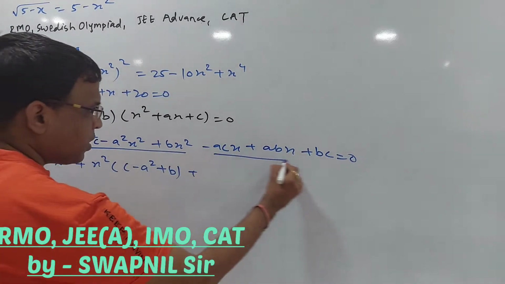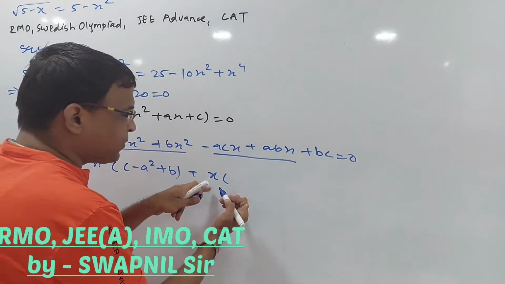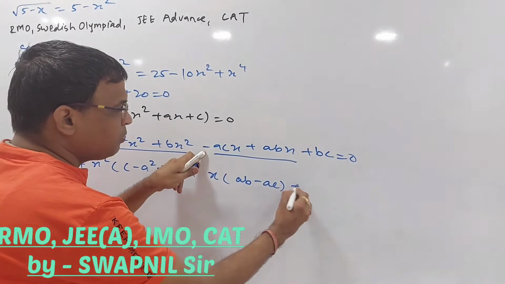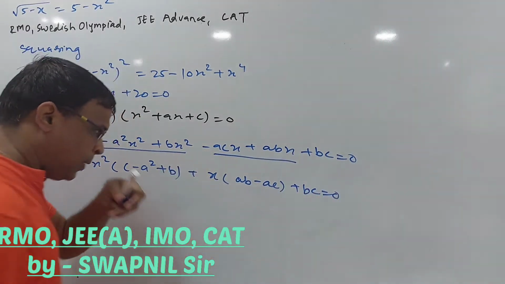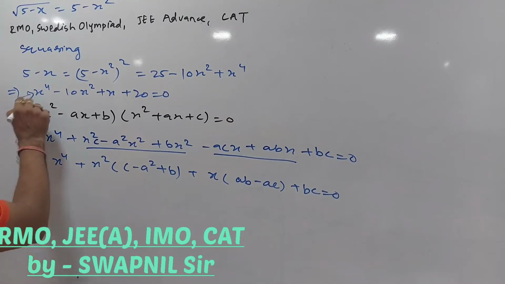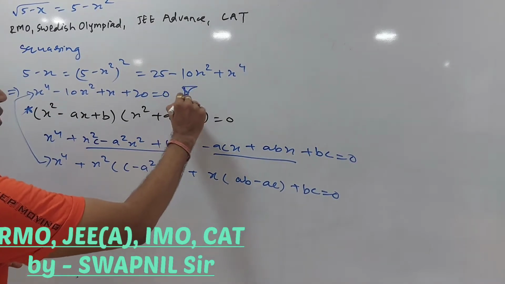Then the x terms are these two, so plus x times, check, I am picking this one first, minus ac and plus bc is equal to 0. Fine, that is something we are getting. Now I can compare this with the original equation. I need to solve this equation basically.